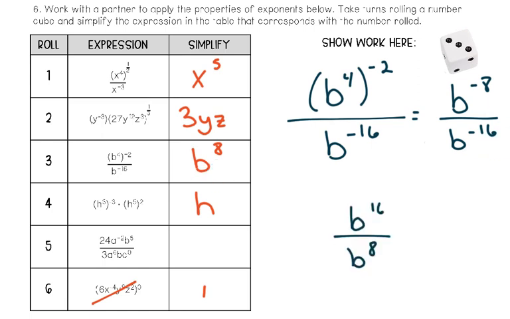If you moved each one of those negative exponents and switched them around, you would have ended up subtracting them anyway, and 16 minus 8 is +8. So either way, we would have ended up with b to the power of 8.